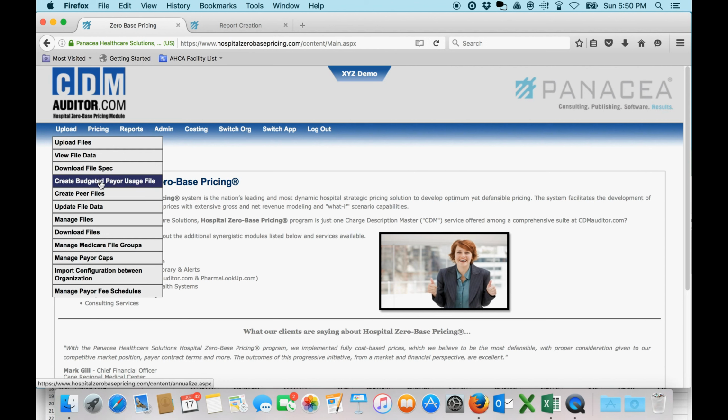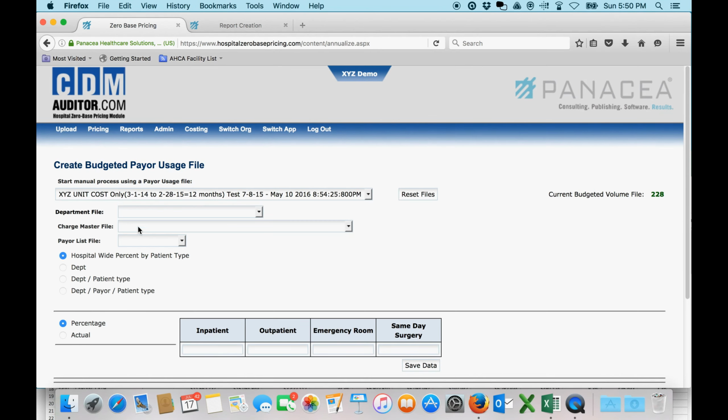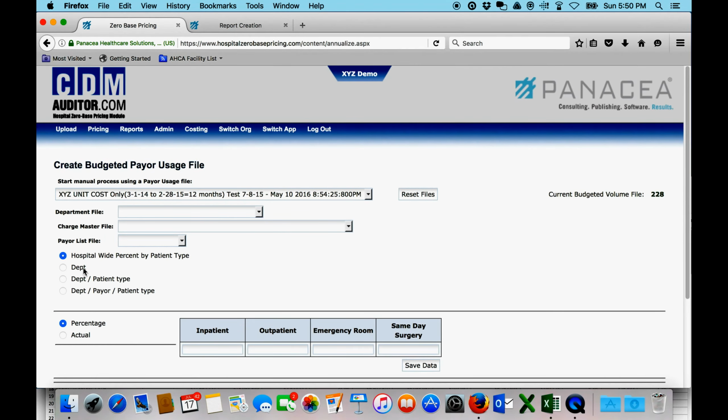We also have a unique feature in the system where you could actually take historical usage data and apply either hospital-wide by department and patient type, or even at the department, payer, and patient type level. You could actually apply percentage increases or decreases to the historical data if you're aware that a specific payer or a specific plan or a specific department is going to experience a change in volume. You could actually factor that in here, use it not only for your budgeting process, but you could factor it into the model that we do.